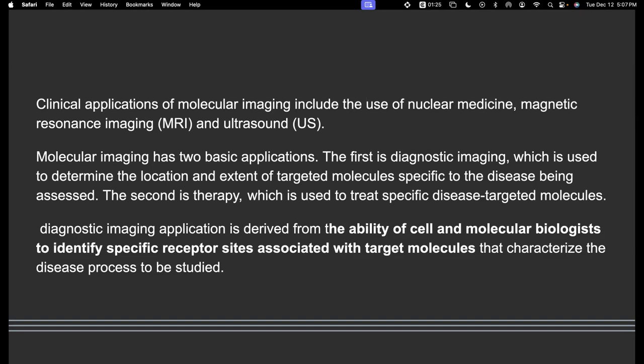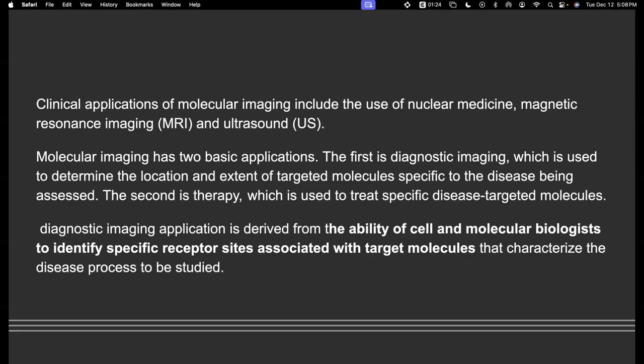The nuclear medicine applications utilize devices such as single photon emission computerized tomography, which is SPECT, and positron emission tomography, PET, or a PET scan. And molecular imaging has 2 basic applications. The first is diagnostic imaging, which is used to determine the location and extent of targeted molecules specific to the disease being assessed. Second is therapy, which is used to treat specific disease targeted molecules.